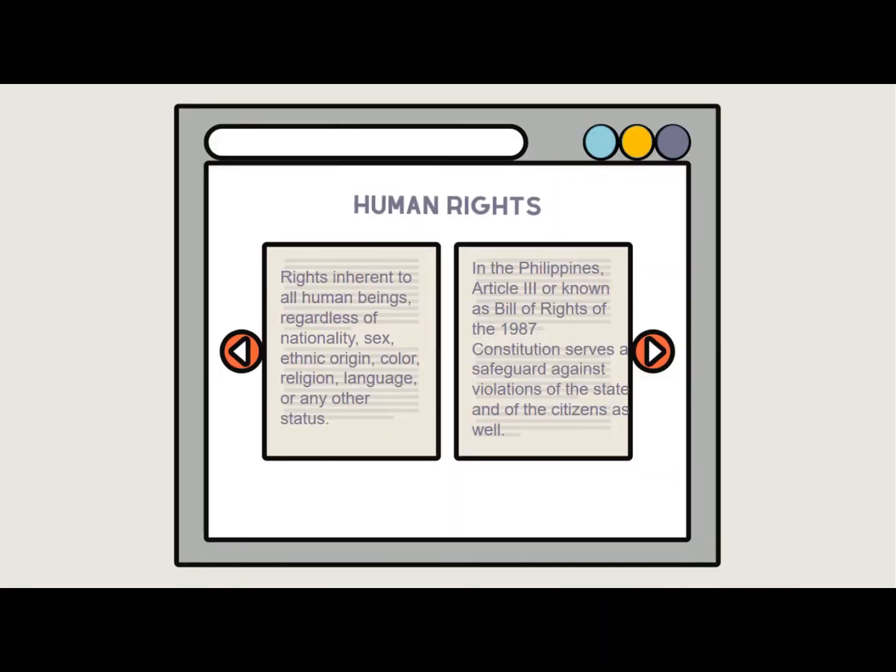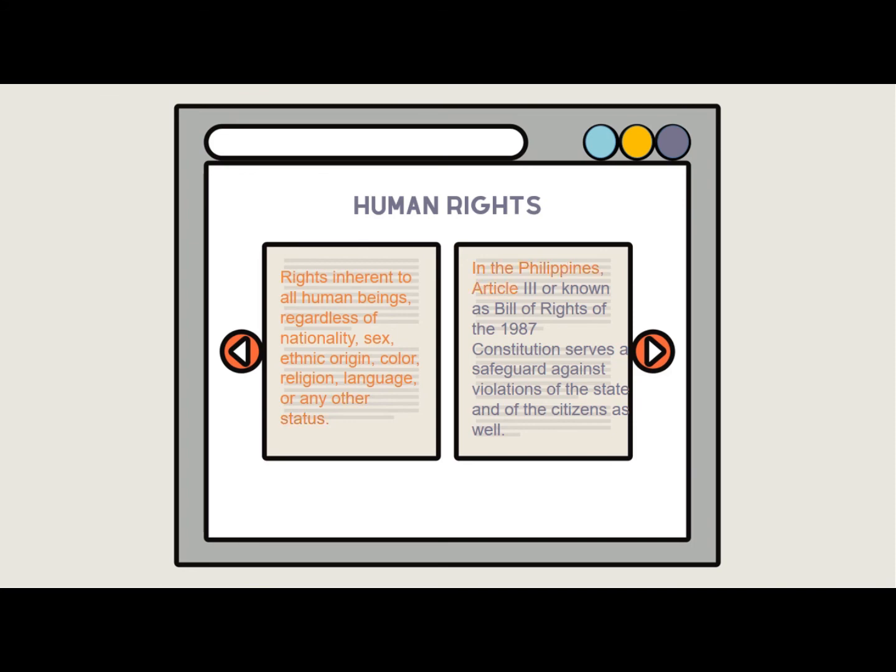Alright, that's all for today's lesson, Studybuds, and before I let everyone go, let's have a little recap. Firstly, human rights. As we discussed, Studybuds, human rights are rights inherent to all human beings, regardless of their nationality, sex, ethnic origin, color, religion, language, or any other status.